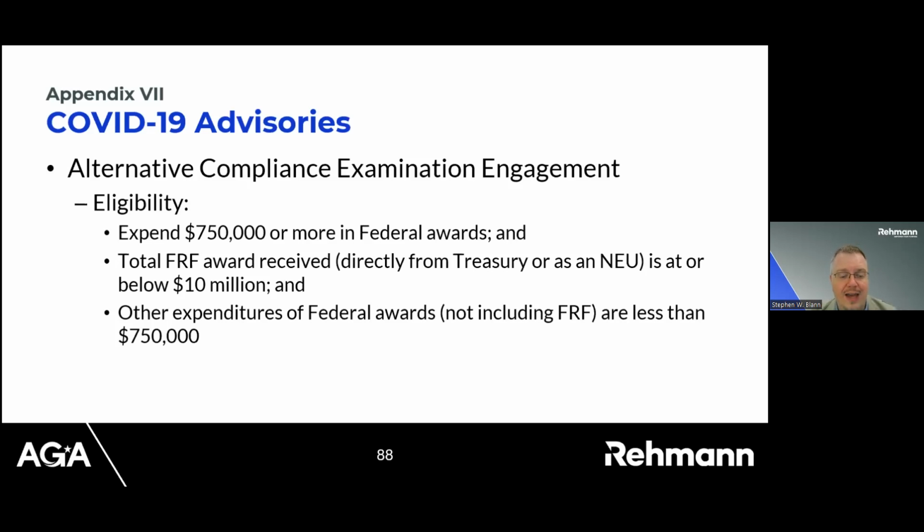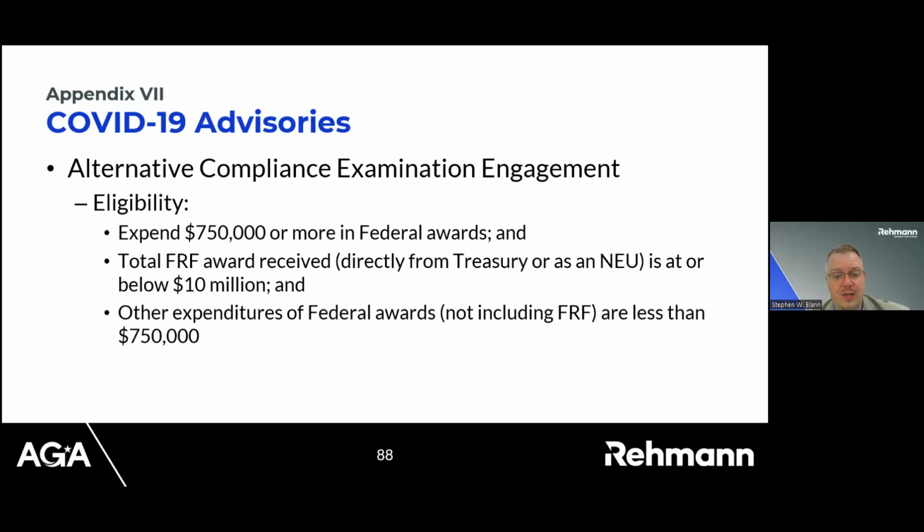So you have to have had an award received directly from Treasury or as an NEU, and that award has to be less than $10 million. Why does it have to be less than $10 million? Well, because they put $10 million in as the threshold for the standard allowance for lost revenue, where we said, we're not going to make you prove lost revenue, and up to $10 million you can spend on whatever you want. Essentially, it's not quite whatever you want. There's a few requirements, but it gets you really close.